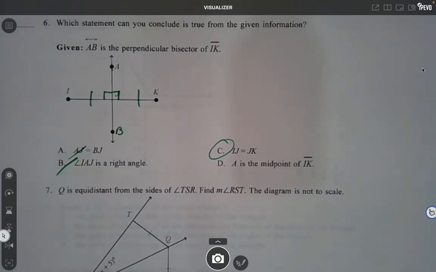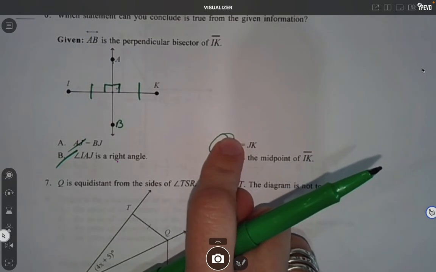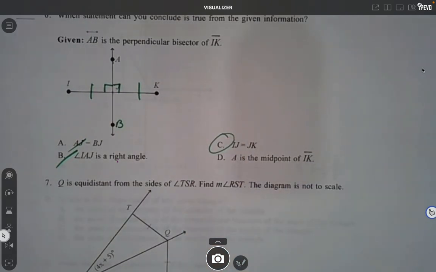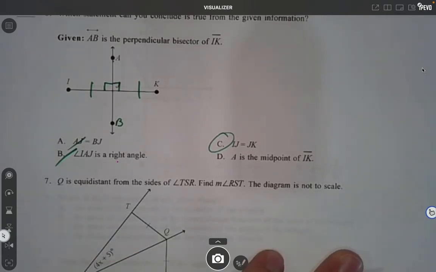Wait, how is that unnecessary on the other one, but now it's necessary? They asked backwards. It got me too. It says which one is true, but the one before it said which one's not true. It's the same exact question. On the one before it, we said which one was not true. On this one, we're saying which one is true. But it's the same type of information. Oh, okay.